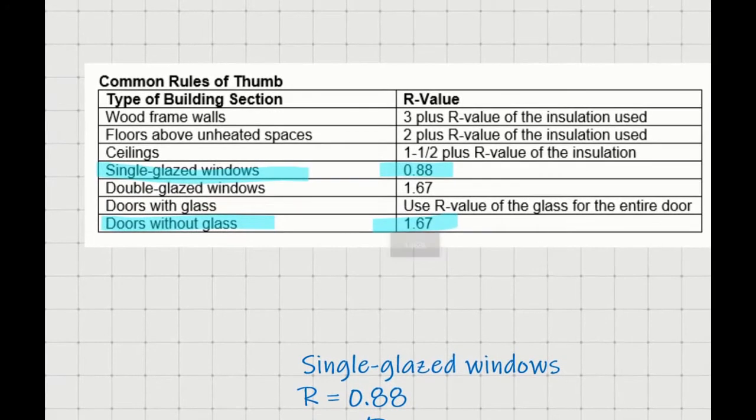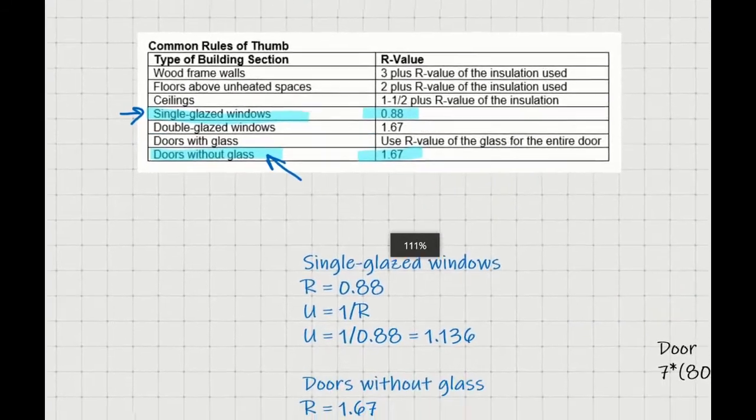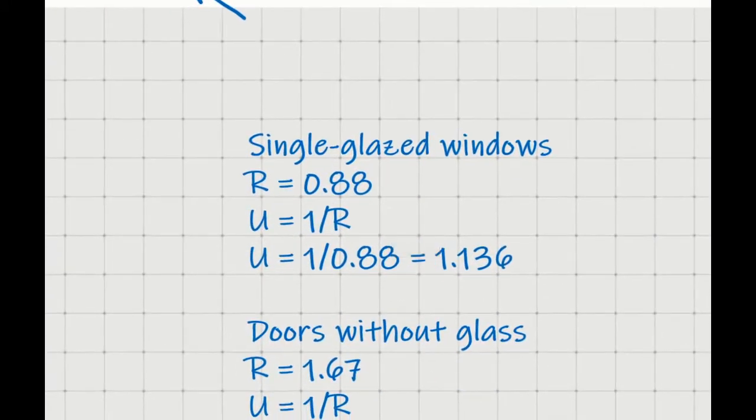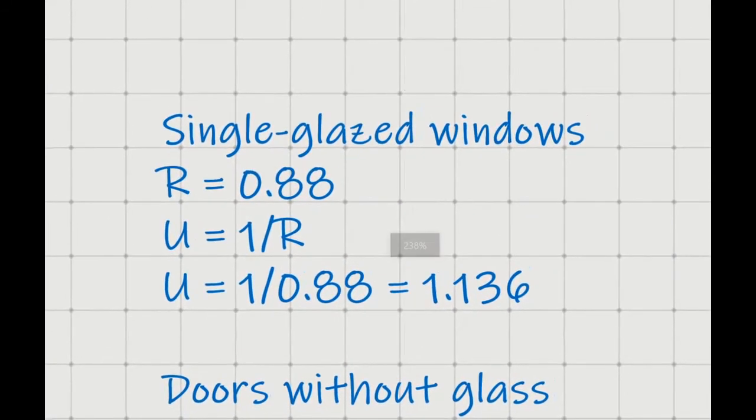So here we go. The first ones we are interested in are the single glazed window and a door without glass. Those are the two things we have. So for single glazed windows, you have an R value of 0.88, and for a door without glass, it's 1.67. So what do we do with that? Let's find the U factor for the windows, and you're going to start with your R value.